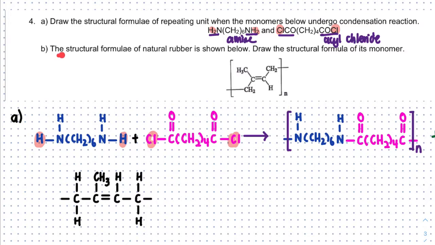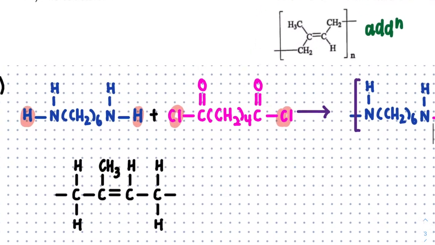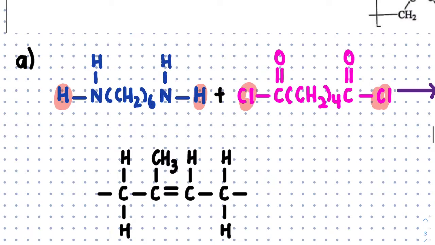Here it mentioned that the structural formula of natural rubber is shown below. Draw the structural formula of its monomer. So again, kalau nampak double bond ni, is actually our addition polymerisation. So yang ini pun sama macam tadi, kita kena buat yang arrow from the end of our molecule to the middle. Okay, so again, macam mana nak buat? Kita nak use half-headed arrow, to show that is one electron.